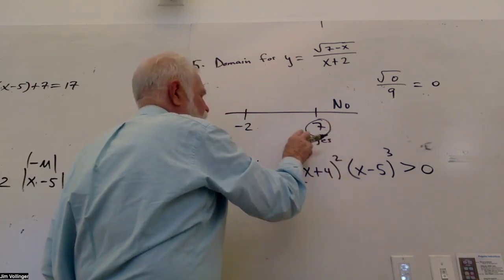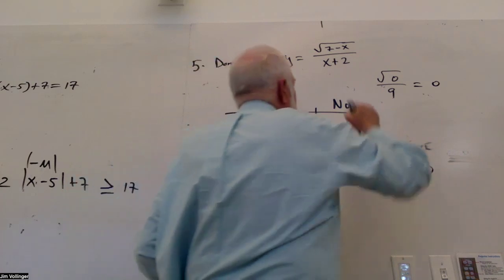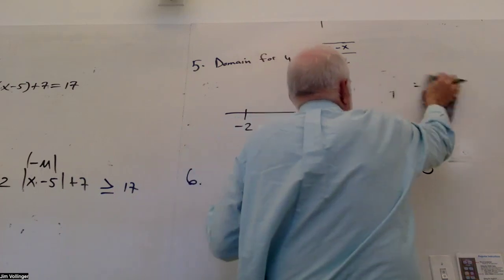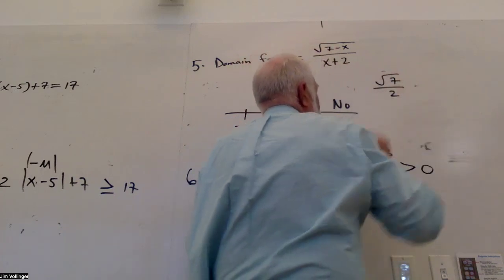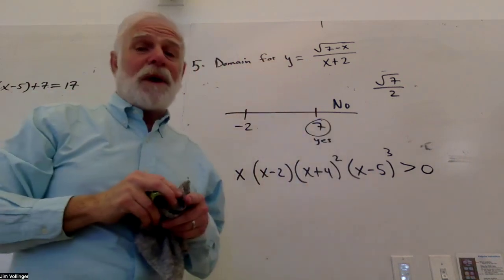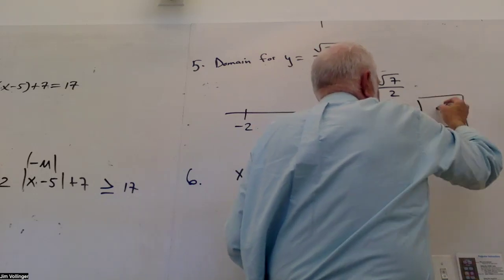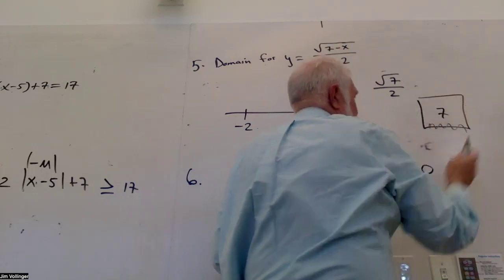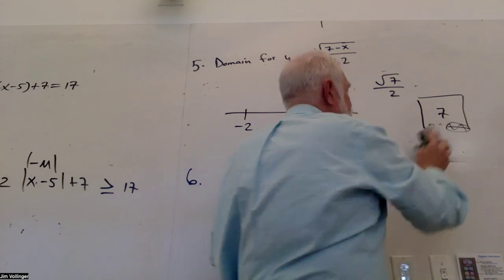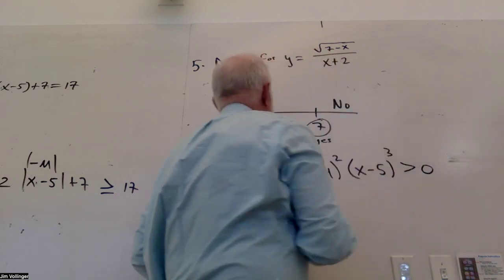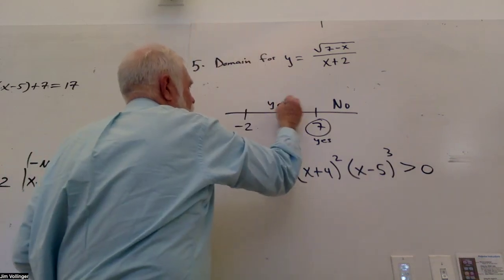Can I use numbers between -2 and 7? I hope you pick 0. Let's put 0 in here. If I put 0 in for x, I get the square root of 7 divided by 2. I don't think there's any problem with that. Square root of 7 exists. That length exists. I can cut it in half. And that length exists. Okay, so yes, these numbers work.